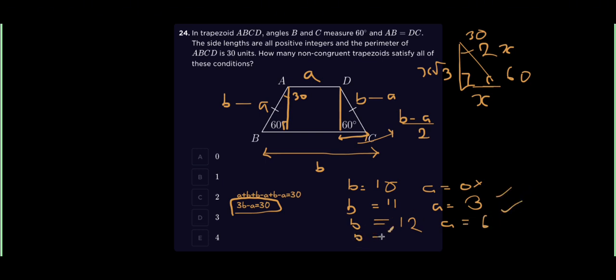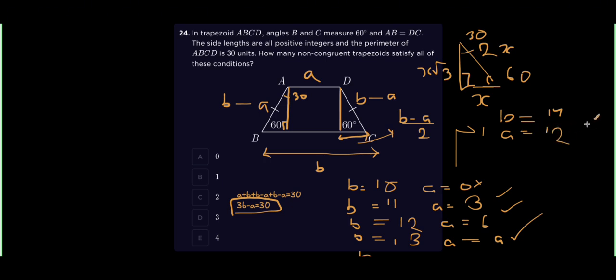Then if b is equal to 13, a must be equal to 9. That also works. If b is equal to 14, that means a is equal to 12. That also works. And if b is equal to 15, then a is equal to 15 too, and that will not work. Why? Because b must be bigger than a, and a and b cannot be the same thing.